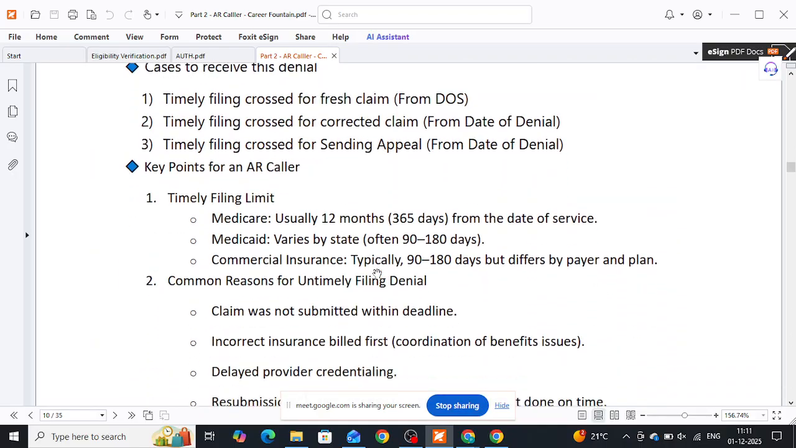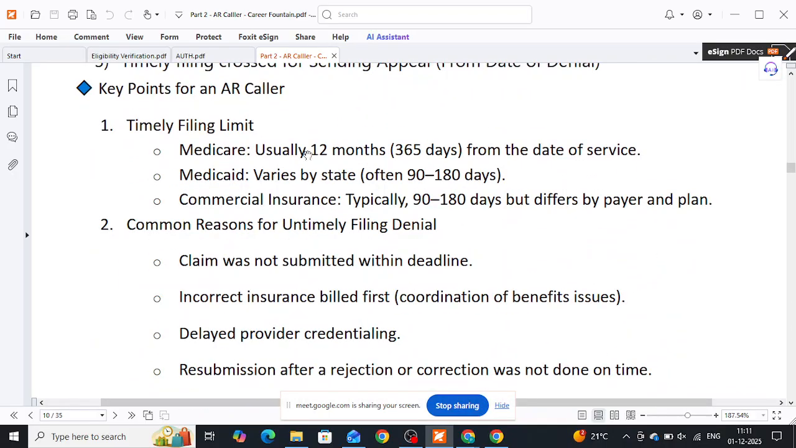Each and every insurance company has a different time frame. Medicare insurance has 12 months. Medicaid insurance, state to state rules are changing. If you are working for Texas, then you should know about Medicaid Texas. If you are working for Ohio, then you should know the timely filing of Medicaid of Ohio. It is in between 90 to 180 days. Then commercial insurance, every insurance company is different, 90 to 180 days.